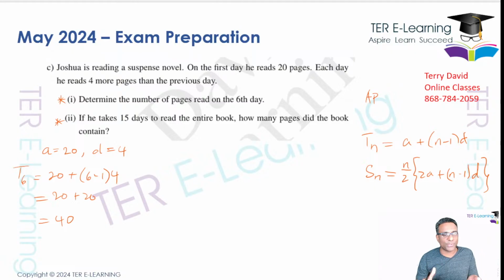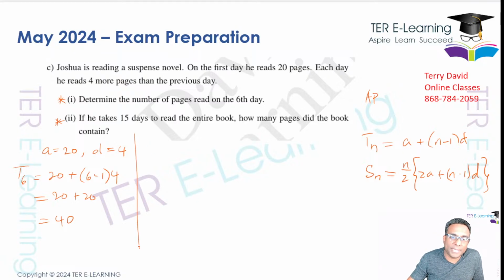Think about the scenario. You're reading a book, and you read 20 pages on the first day. The second day you read 24. The next day you read 28, and so we keep going. He takes 15 days to read his book, and we want to work out the total number of pages in this book. I see a lot of people getting 76, but I don't think that's the correct answer.